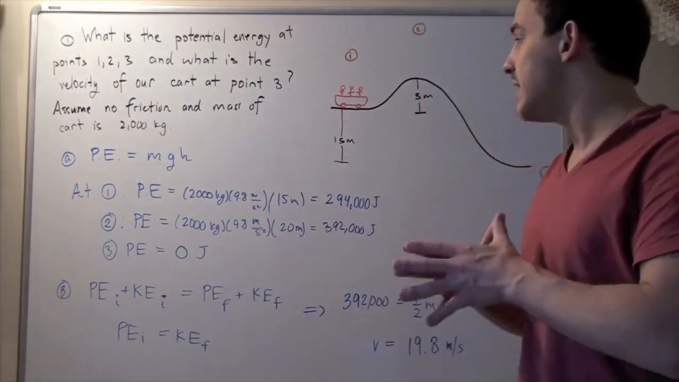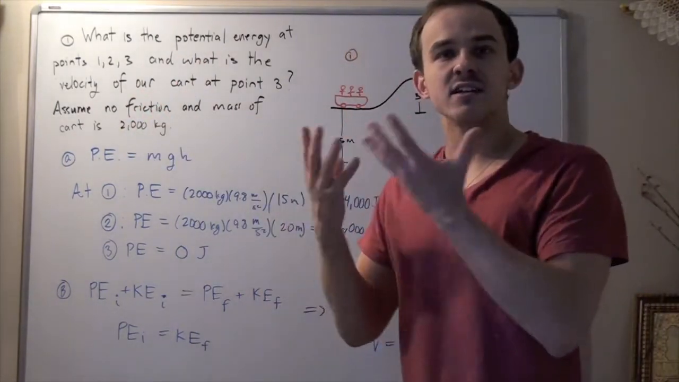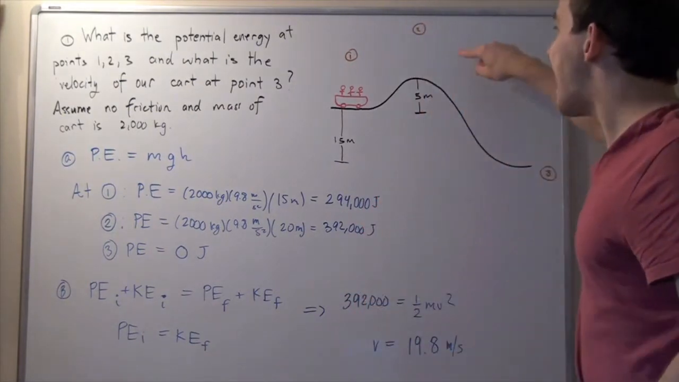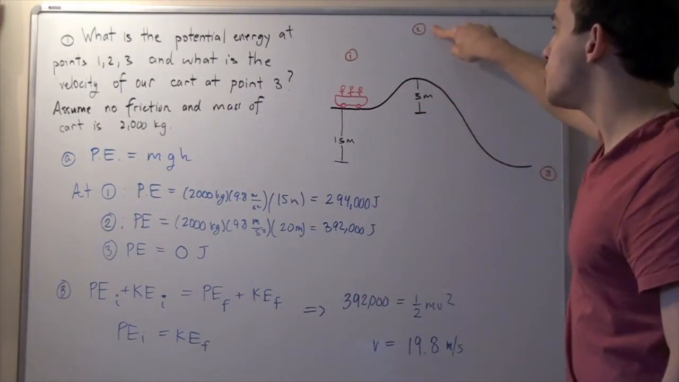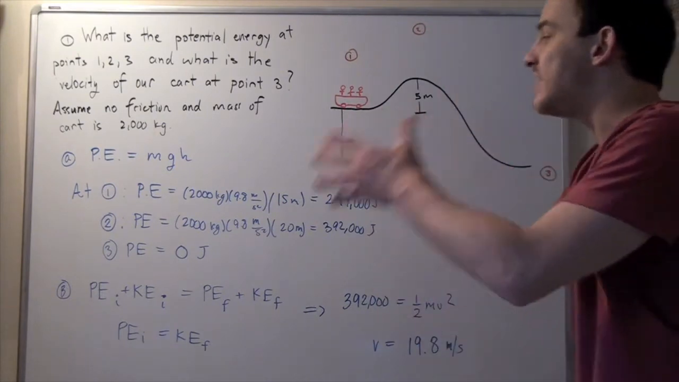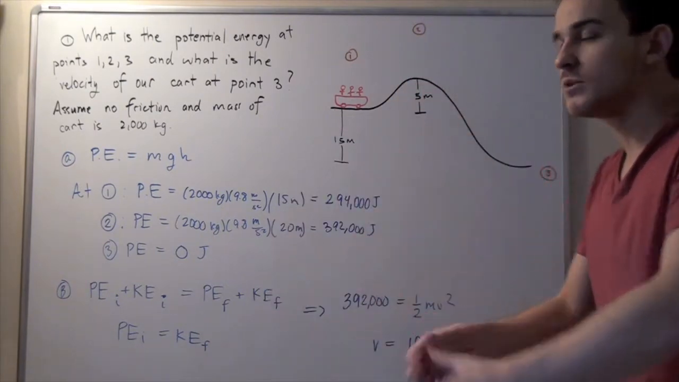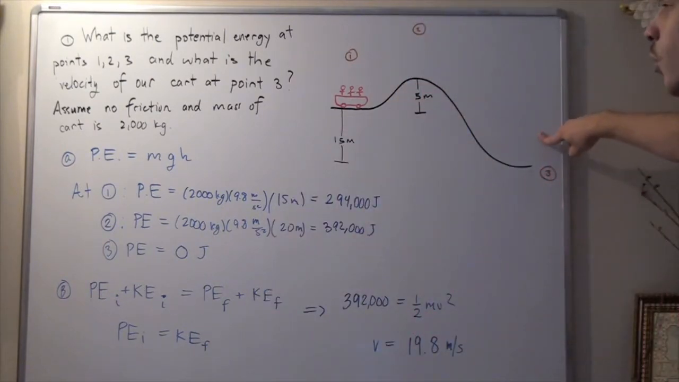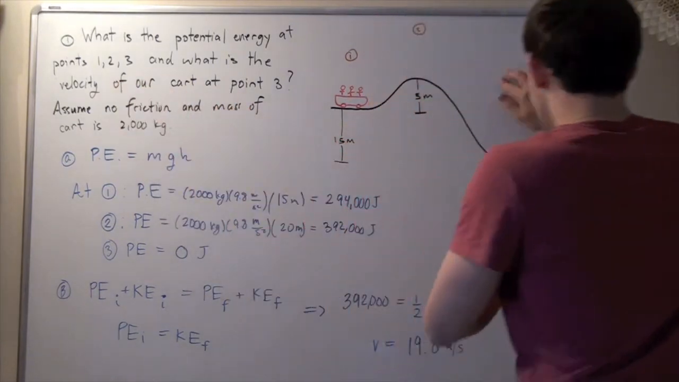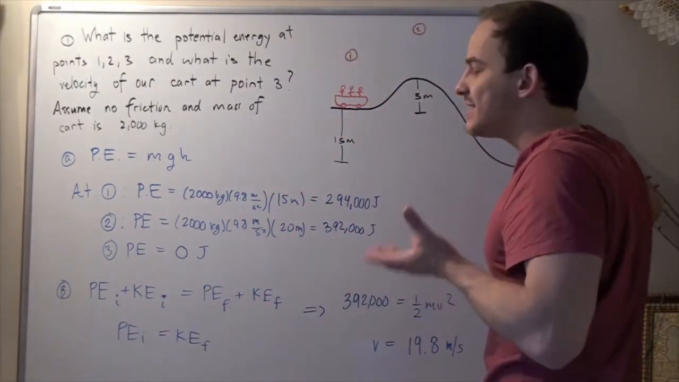And what does that mean? Well, since no friction exists, that means our mechanical energy of our system, the cart, is conserved. So if we had no kinetic energy at point 2 and only potential energy at point 2, that means all the potential energy at point 2 was transformed to kinetic energy in point 3. And that will help us find what the velocity is at point 3. So once again, our mechanical energy is conserved.